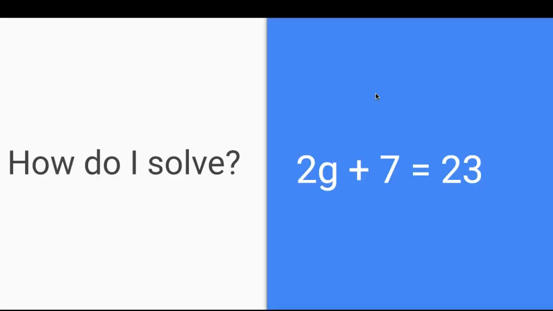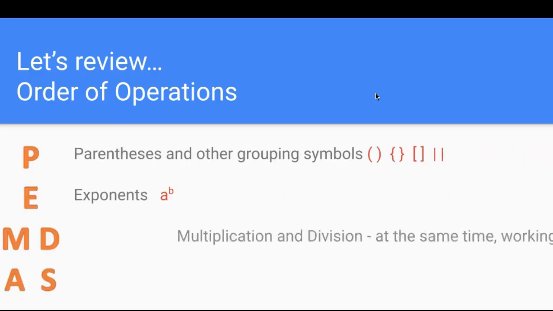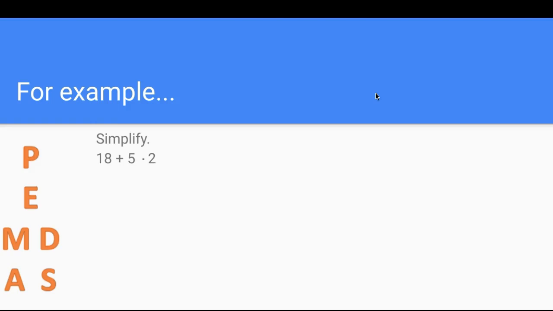Okay, keeping it moving. How do you solve something like this? Very simple. Let's quickly review the order of operations. We got parentheses, PEMDAS: parentheses, other grouping symbols, exponents, multiplication, division, working from left to right. Then you have addition and subtraction working from left to right.